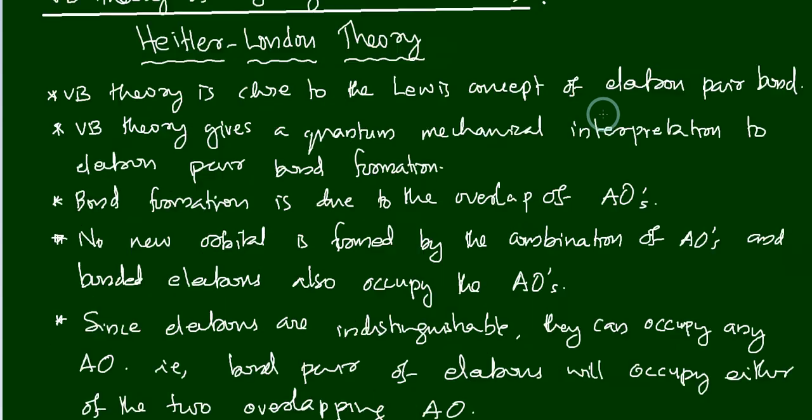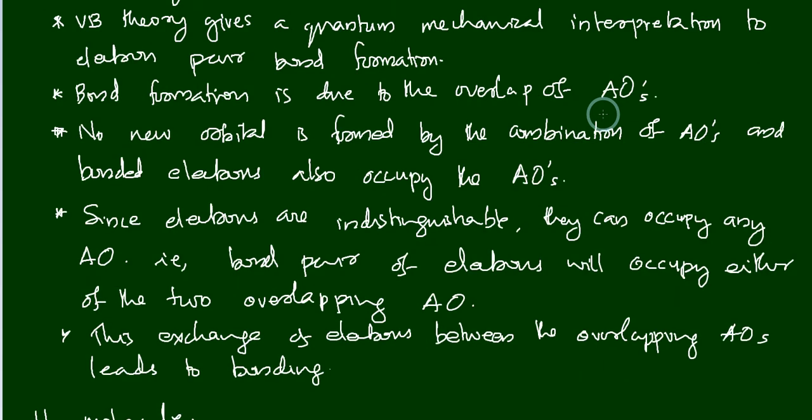Bond formation is due to the overlap of the atomic orbitals, and here no new orbital is formed by the combination of the atomic orbitals, and the bonded electrons also occupy the atomic orbitals. That you have to note here, because in MO theory we saw that by combining the atomic orbitals we get the new molecular orbitals, and the electrons are occupying the molecular orbitals once the atomic orbitals are combined. Here the fact is different, because the combination of the atomic orbitals doesn't lead to new orbitals here in the VB theory, and the electrons will still occupy the atomic orbitals.